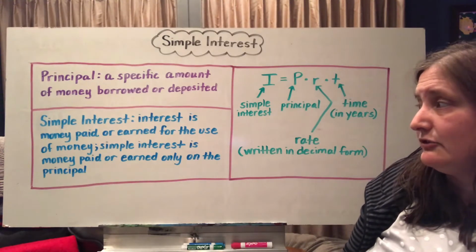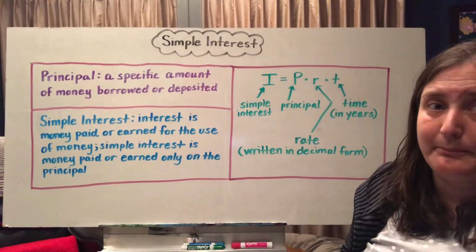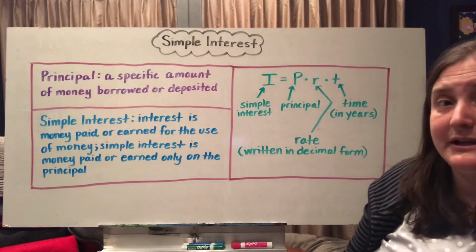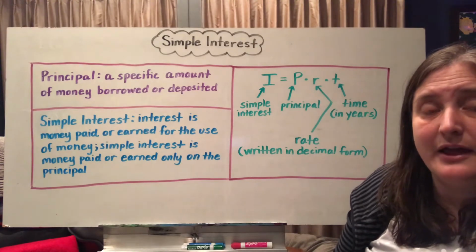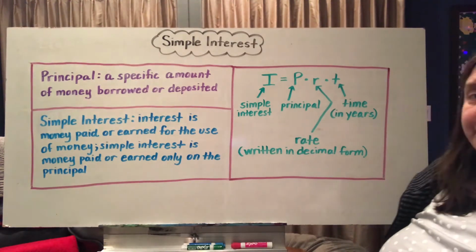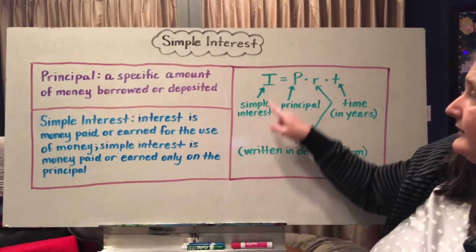So simple interest is money paid or earned based on the principal, based on how much money is borrowed or how much money is deposited and then borrowed by someone else. So to find simple interest, we have a basic formula.